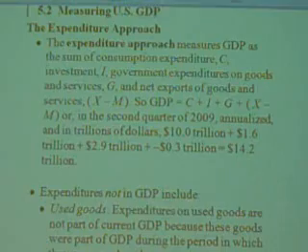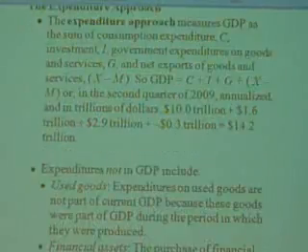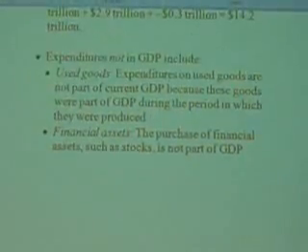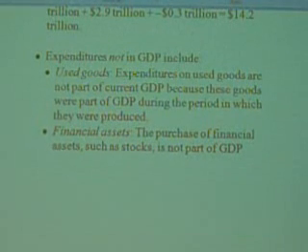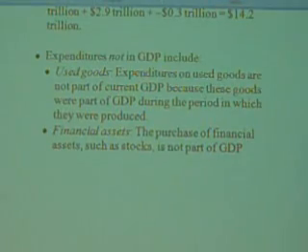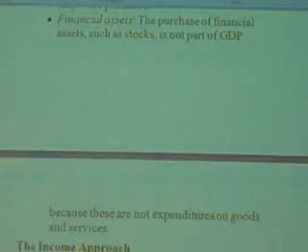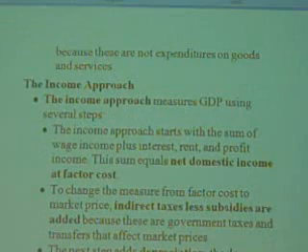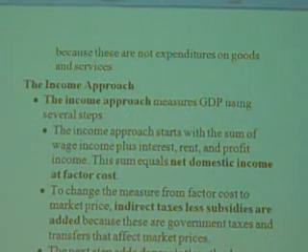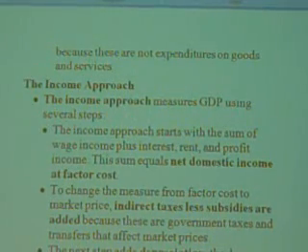What isn't included in the GDP? Well, used goods. That's not part of the current GDP because these goods were not manufactured during that period. The financial assets, such as stocks, because these are not expenditures on goods and services. So that's the expenditure approach.